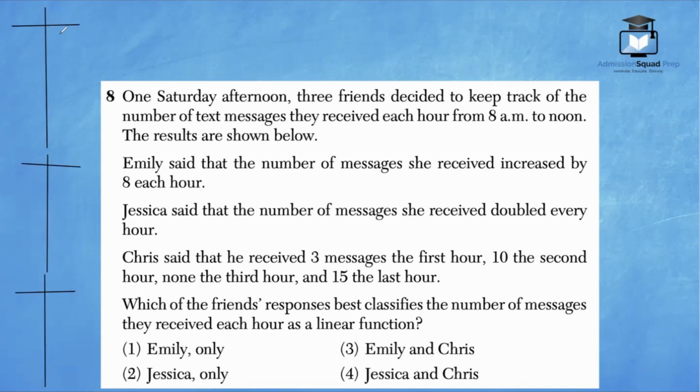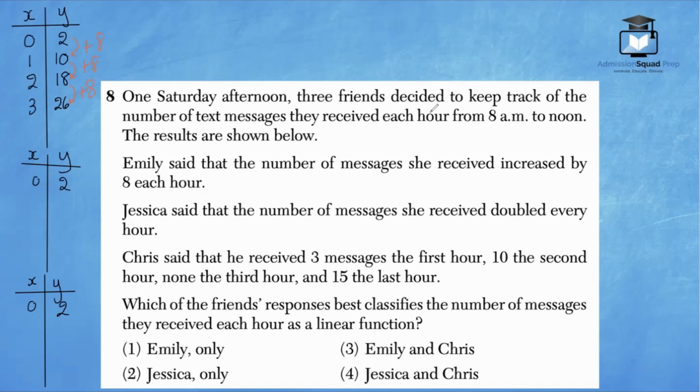I'd like to use a table of values to represent the information that the students are sharing. X will represent the hours, and Y will represent the text messages. Let's assume that the initial number of text messages were 2, and then we'll go up from there. So at hour 0, we're starting off with 2 for each of the scenarios. Emily said that the number of messages she received increased by 8 each hour. So after hour 1, she would have 10 text messages. And then after hour 2, she would have 18. And after hour 3, she would have 26. So we can see that her text messages are going up by 8 every time.